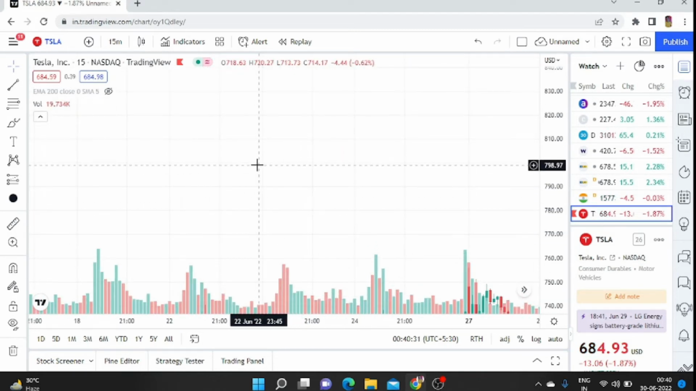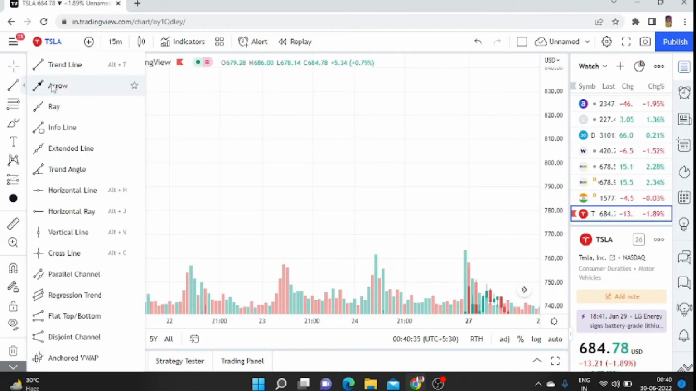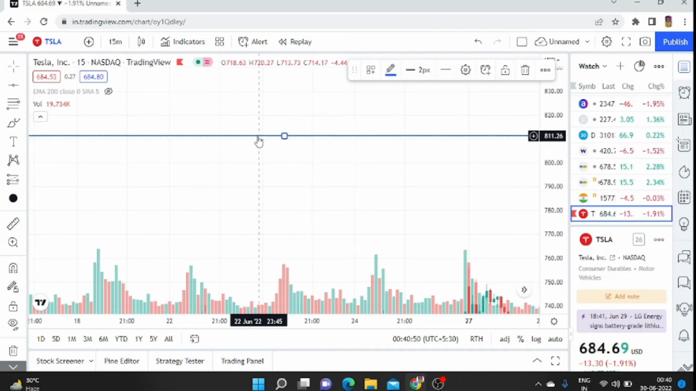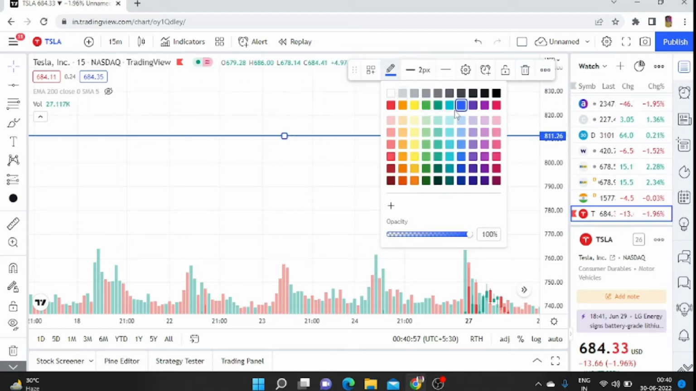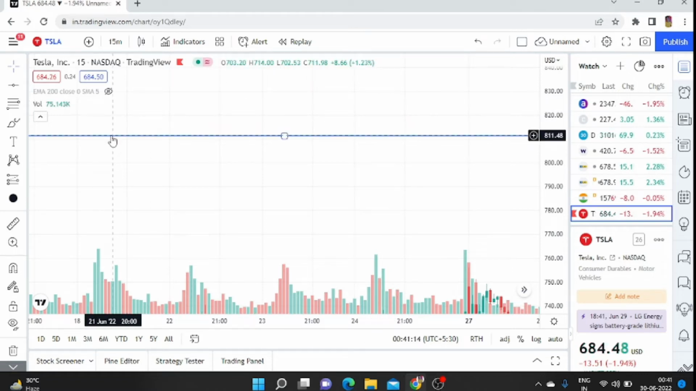So let's move on to the next tool that we have in TradingView, that is the horizontal line. You can use your keyboard to draw a horizontal line directly by pressing Alt plus H. So now I will just click on horizontal line. I will click anywhere. As soon as I click, you can see a line has been drawn. You can change its color also from here. So basically a horizontal line we draw to know the resistance and support level of the market.